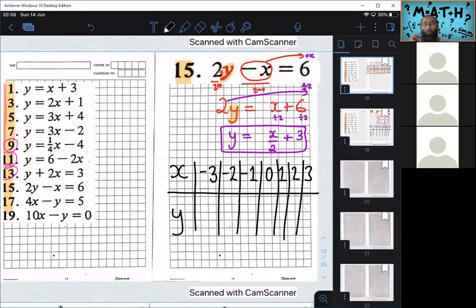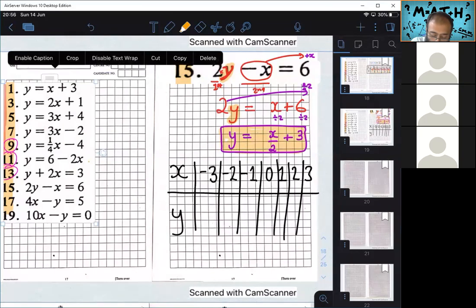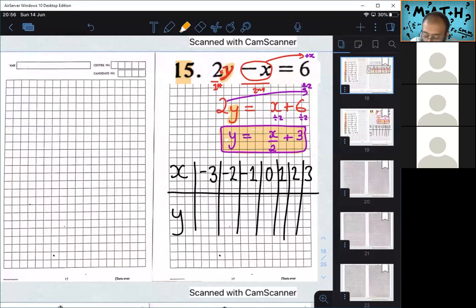Okay, now let's have Layla. Can you help us work out the y values when the formula is above you? y equals x divided by 2 plus 3. How do we put this stuff into here? What are we going to be doing? So you have to half x and then add 3. Okay, you have to half the x and add the 3. Let's do it on this side over here. So y equals half the -3, so -3 divided by 2, add 3.